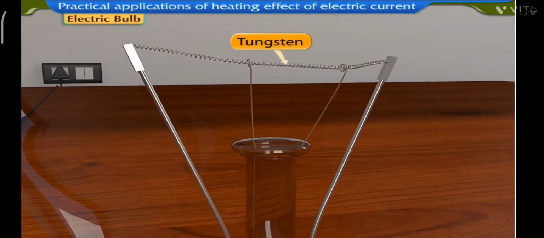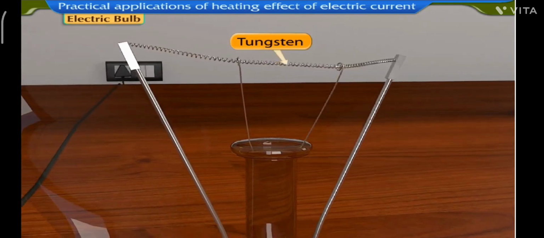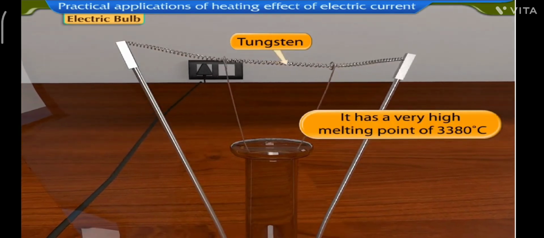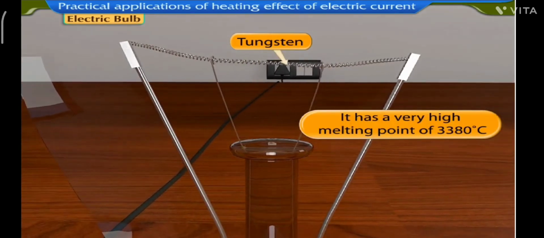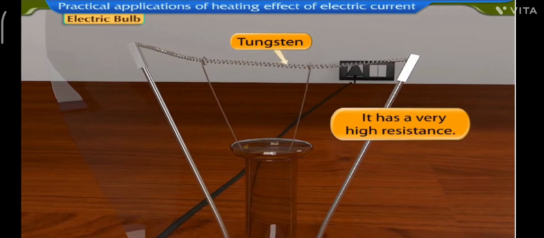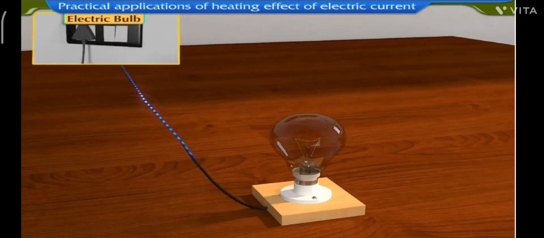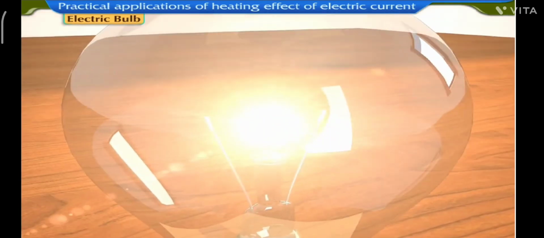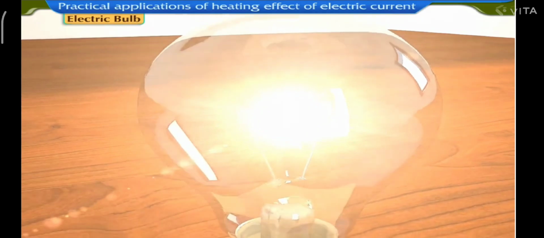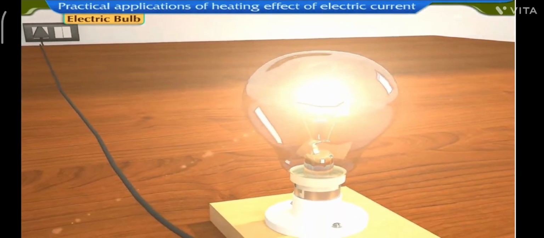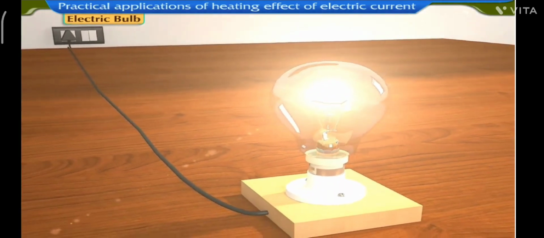Tungsten has been chosen as a filament material because it has a very high melting point of 3380 degrees Celsius. It has a very high resistance also. When current is allowed to pass in a bulb, the temperature of the tungsten filament rises to 2000 degrees Celsius. At this temperature, it becomes white hot and starts giving off light. It does not melt when it is white hot.